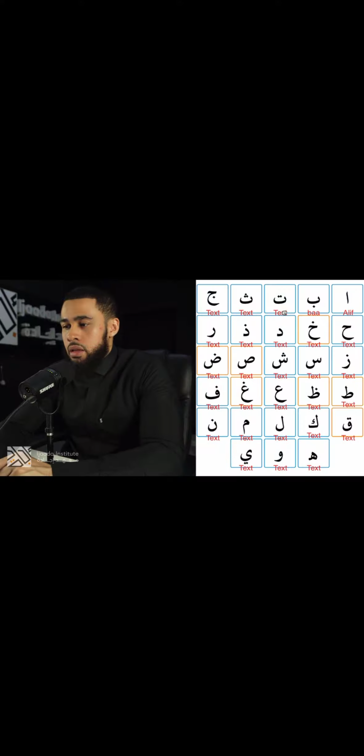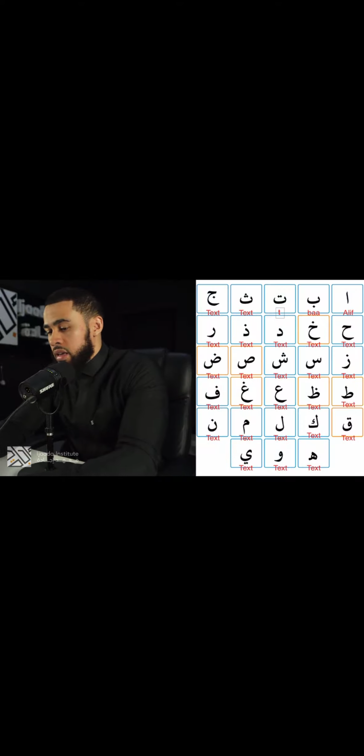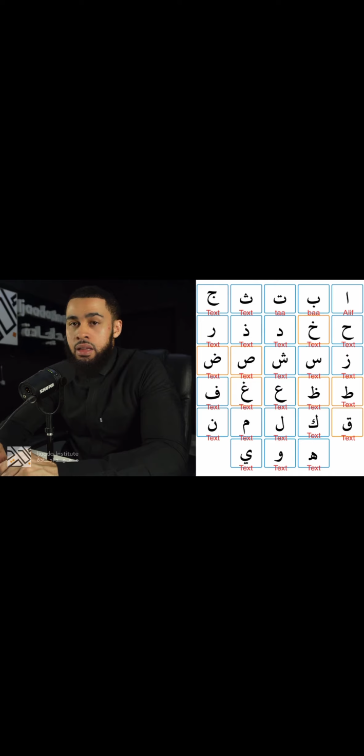Next letter is Ta. Notice the same shape as Ba. The same shape. However, this has two dots on the top. When I was memorizing it, I just remembered, okay, two dots is Ta. Ta for two. So that's how I memorized it.